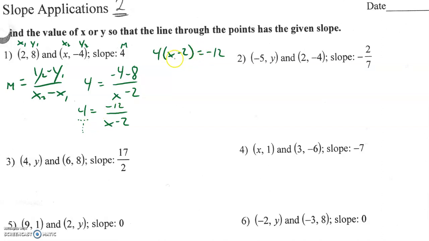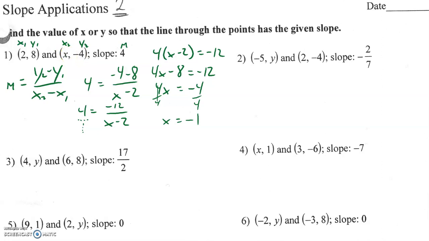Now I can solve for x. I have to multiply through the brackets: 4x minus 8 is equal to negative 12. Add 8 to both sides, so 4x is equal to minus 4. Then I divide by 4 on both sides, so the 4's cancel out, and x is equal to minus 1. So the coordinate right here, that value right there, is minus 1.